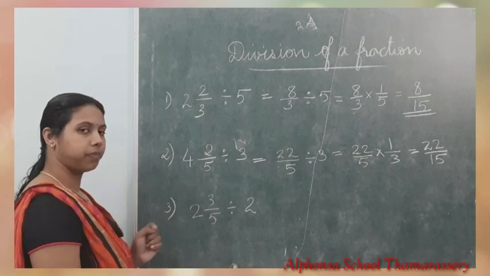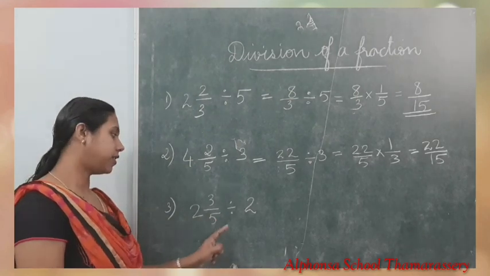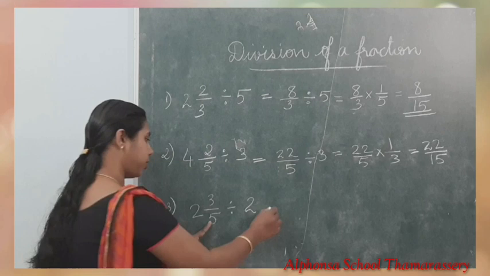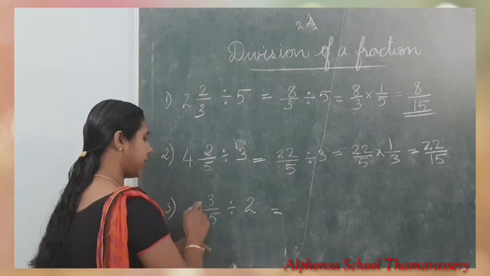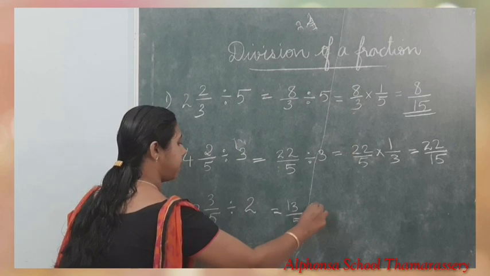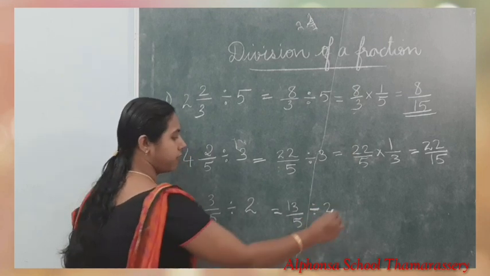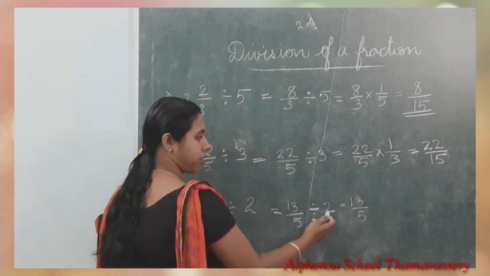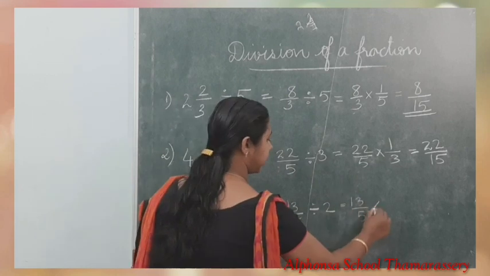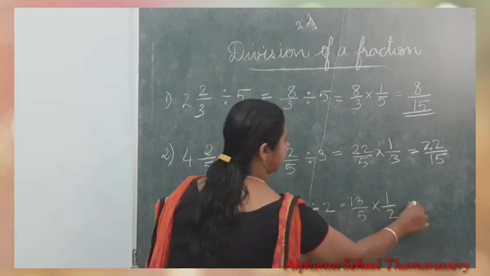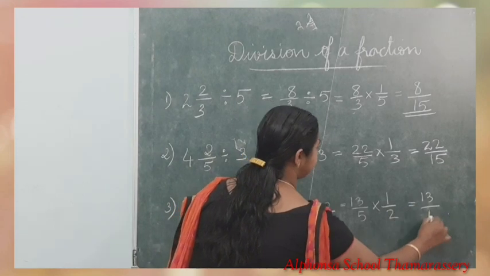See the next one. 2 3 by 5 divided by 2. The mixed fraction, change it to improper. Then it will be 5 2s are 10. 10 plus 3, 13 by 5 divided by 2, which is equal to 13 by 5. Take the reciprocal of 2 and multiply. So 13 by 5 into 1 by 2, which is equal to 13 by 10.